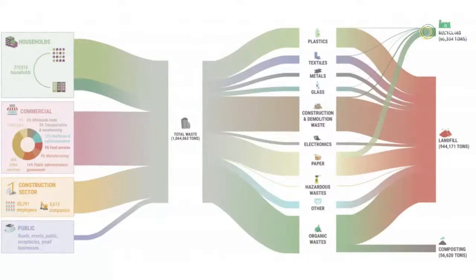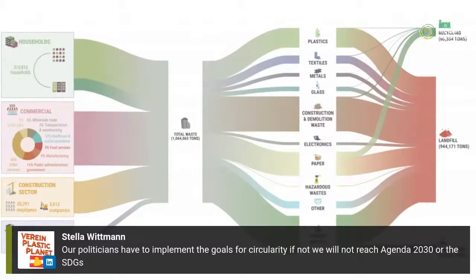Let me take a look at some of your comments in the chat box. There's one coming from Stella Wittmann: our politicians have to implement the goals for circularity. If not, we will not reach Agenda 2030. Well, that was a clear, that's a no-brainer.